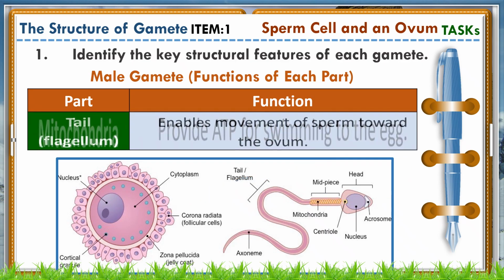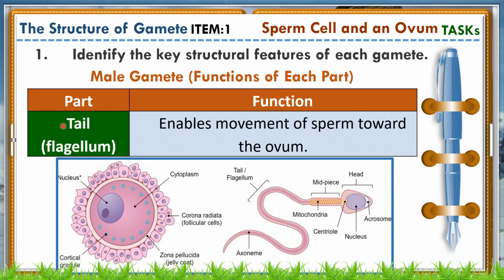Then we have another part, which is the tail, or what we call the flagellum. The flagellum is the whole of this part we are seeing here. That is our tail. That one is what we are calling the flagellum, and the flagellum enables movement of the sperm towards the ovum. So it is the one that is going to propel the sperm to move towards the ovum.